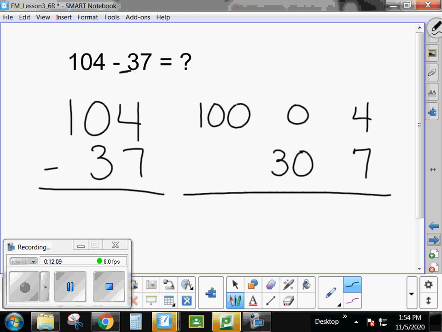All right, so now I am ready. I expanded my numbers. Now I need to do all of my trading. All right, I've got more on top here. I'm good to go. Oh, I do not have more on top here. Where do I get more tens? If I don't have enough tens, where do I get more? I always go to the place value to the left, right? I'm going to get it from the hundreds. So I'm going to come over here and I'm going to borrow from the hundreds.